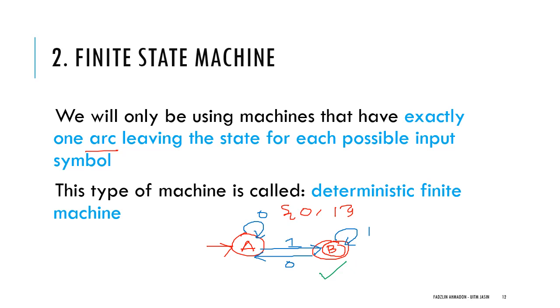But if you have a finite state machine that looks like this, it has two states, A and B. A is the starting state, B is the accepting state, and then you have only one arc leaving state A with the input 1 and only one arc leaving state B with the input 0. So state A is missing input 0, and state B is missing input 1. So this is not possible. This is not a deterministic finite automata.